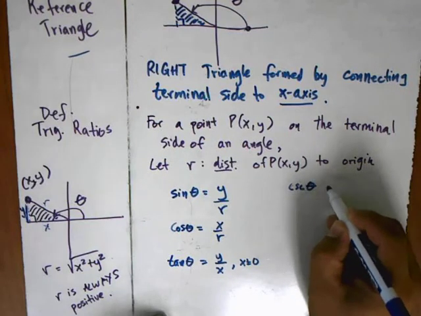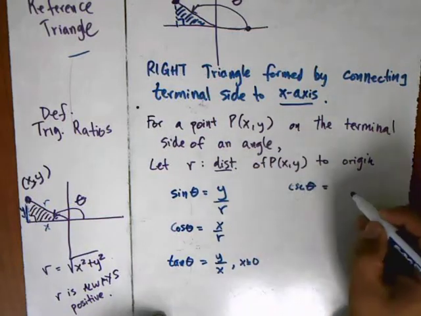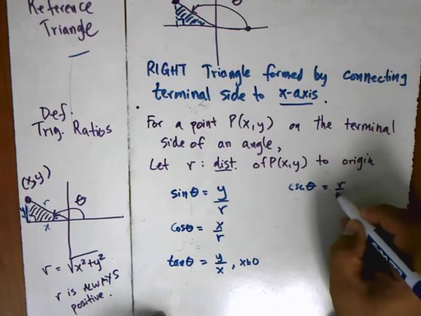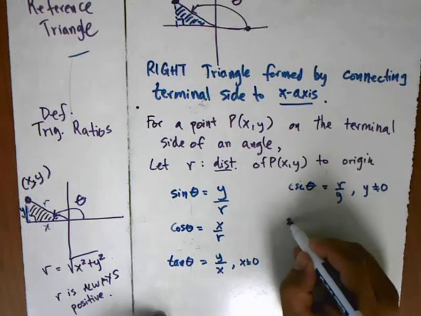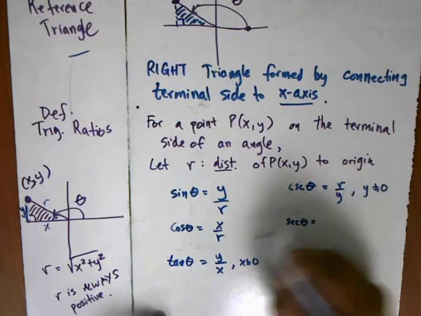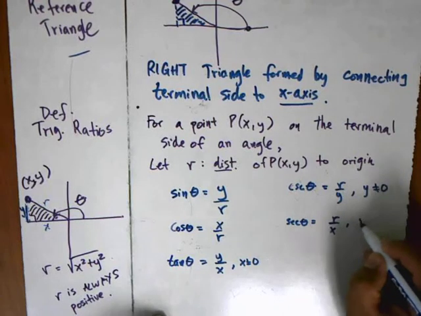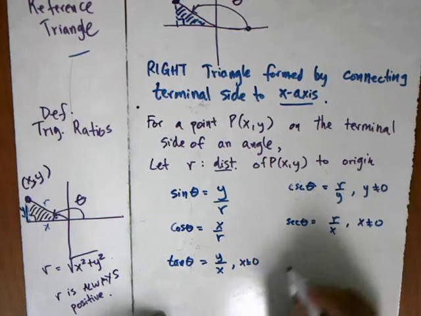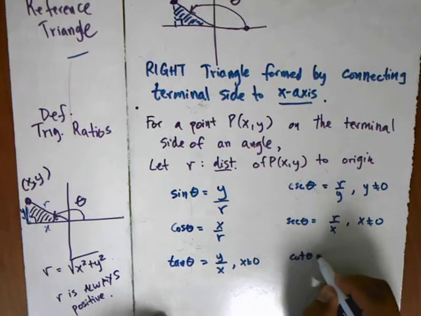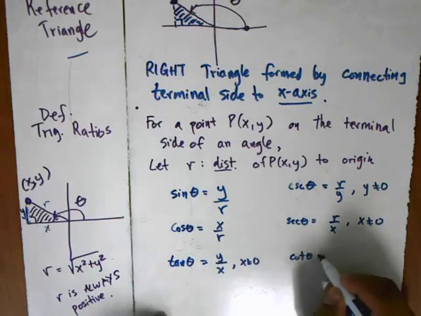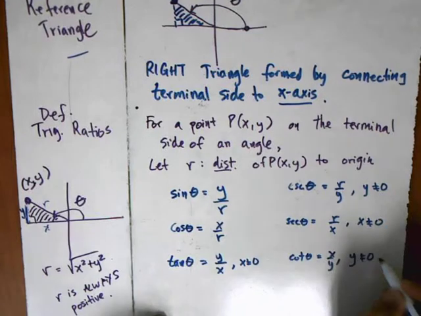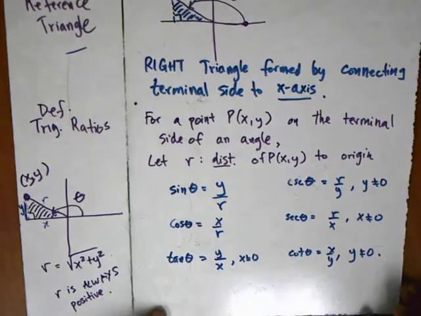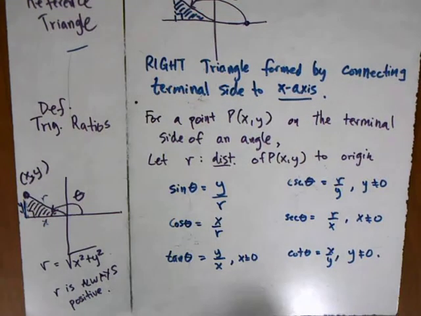Cosecant of theta is the reciprocal of sine, so that's r over y, as long as y is not 0. Secant of theta is r over x, as long as x is not 0. And finally, cotangent of theta is defined as x over y, once again, as long as y is not equal to 0. And we'll talk about what happens in terms of these ratios when y is 0, and if it's even possible to have trig ratios at all.